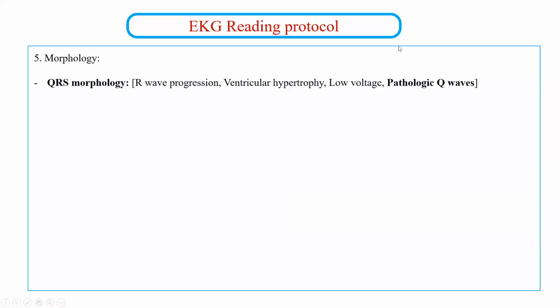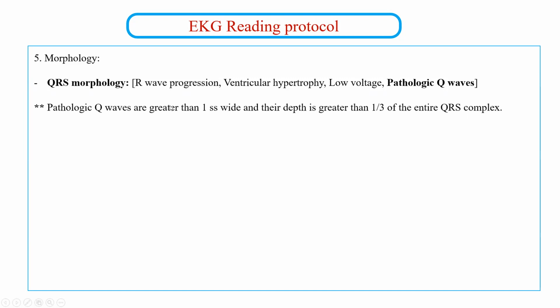Good. And last of which, we look at if there is a pathological Q wave. Pathological Q waves are easy. The definition of a pathological Q wave: if it is greater than 1 small square in width, and the depth is greater than 1/3 of the entire QRS complex. So if the entire QRS complex, we measure it from the peak of the R wave to the bottom of the S wave, let's say it's 9 small squares. So for the Q wave to be pathological, it should be at least 3 small squares, which is 1/3 of the QRS complex. Okay, so again, a pathological Q wave is greater than 1 small square in width and more than 1/3 of the entire QRS complex. This is a pathological Q wave.